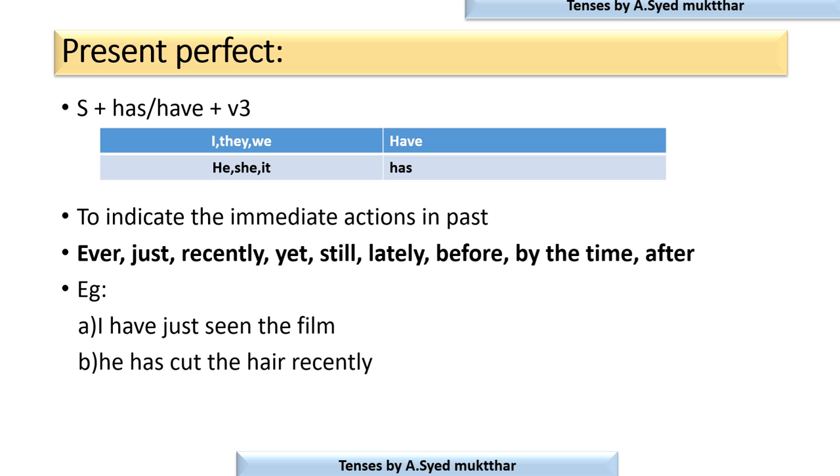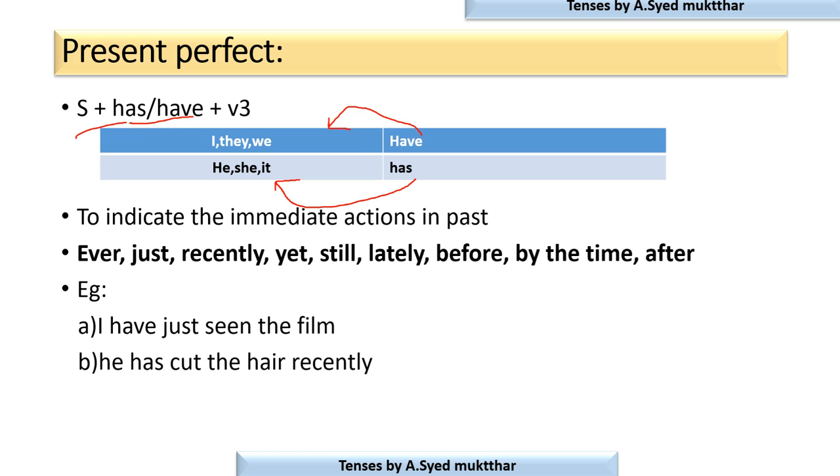So next is present perfect. The formula of present perfect is subject plus has or have plus verb 3. We should use have when the cases are this. We should use has when the cases are this. So in which cases should we use present perfect?